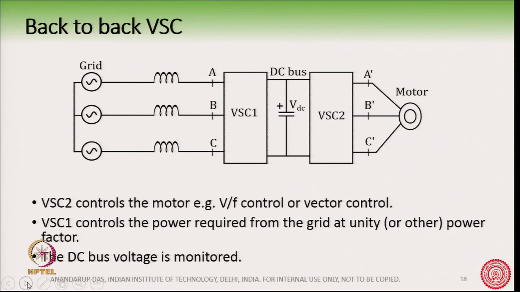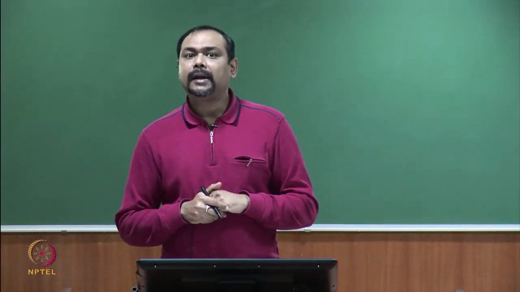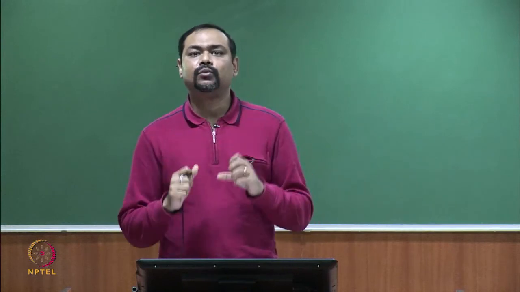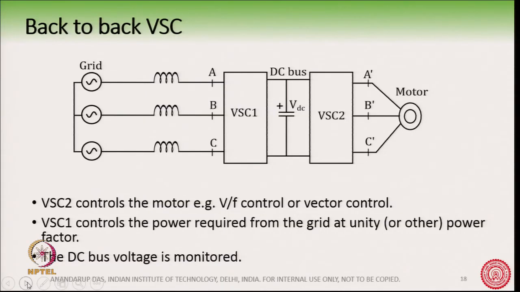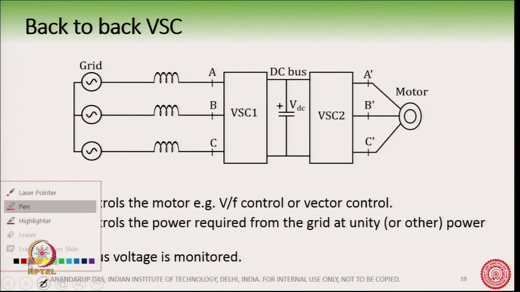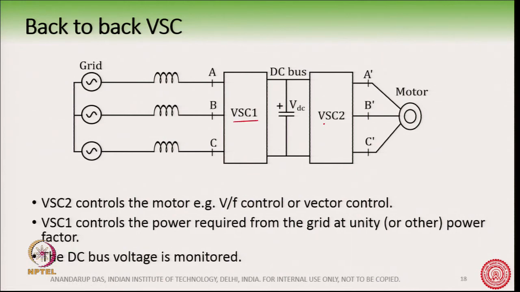So, in the last slide I talked about the diode rectifier having this problem that it cannot feed back the energy into the source and the capacitor voltage will go up. To get rid of that problem, here we are using two VSCs, VSC 1 and VSC 2, which are made up of switching devices. So, this is a bidirectional converter. On this side you have the grid, there is a DC bus and there is a motor.